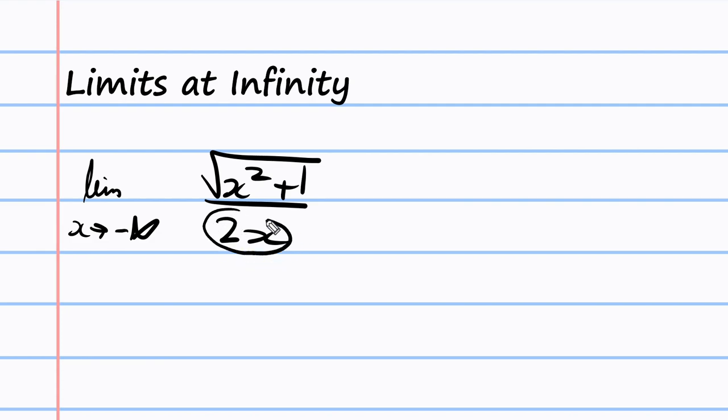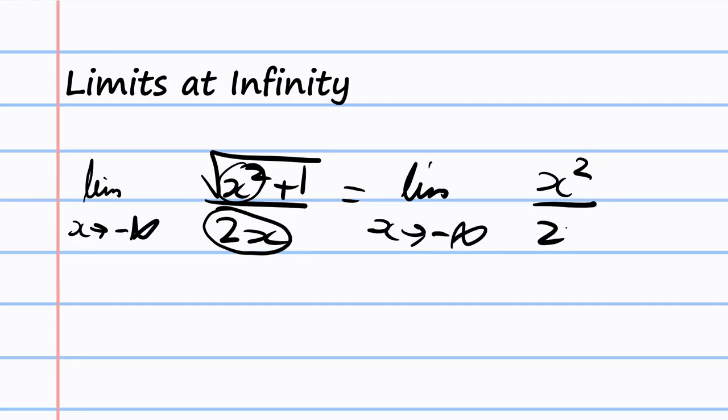First you just circle the terms with the highest power, okay? And you do the same strategy, all right? So you'll rewrite the limit as x approaches negative infinity of x squared divided by 2x. Hold up, wait just a minute, okay? I shouldn't get ahead of myself too much.